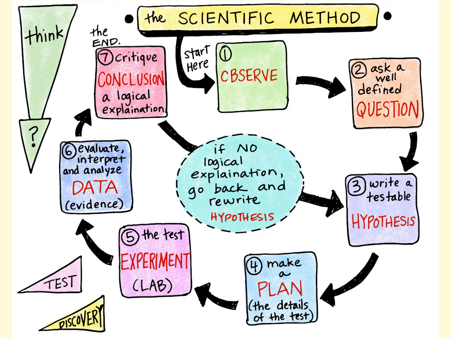Finally, we critiqued what we did. We came to a conclusion. Were we right? Were we wrong? Did it not make any sense? If we weren't right, okay, was there a logical explanation for why it wasn't right? We might want to go back, rewrite our hypothesis, and start from there again. Remember, this is not always a start-finish. It's a continuous cycle that might need to be tested over and over again to make sure your results are accurate.